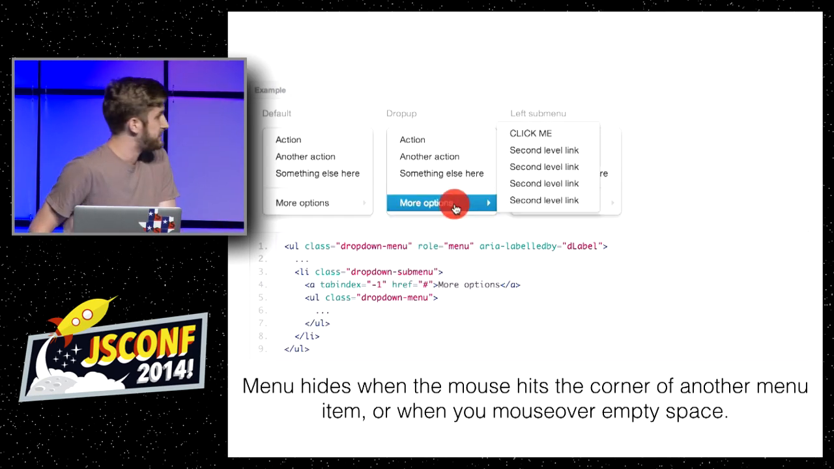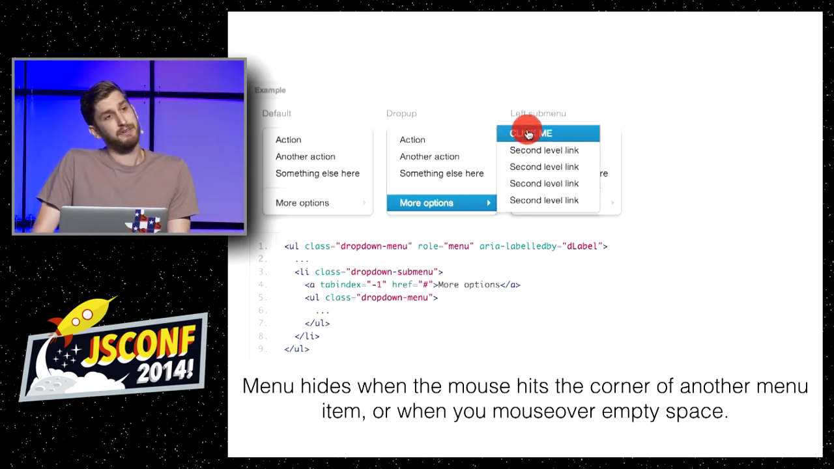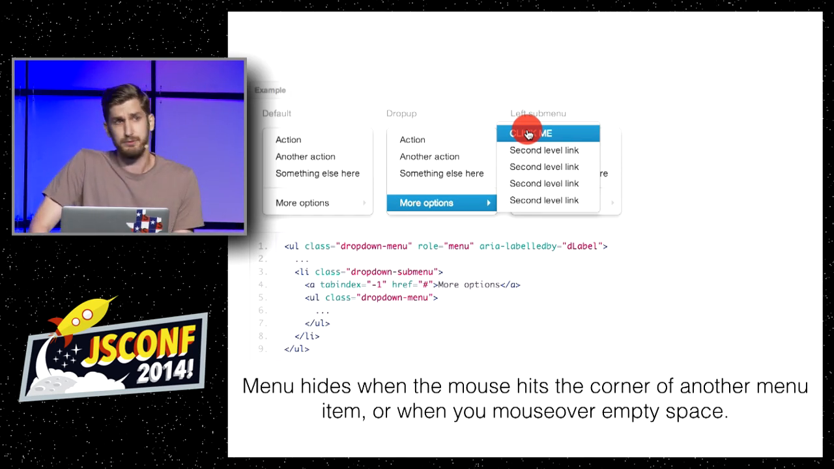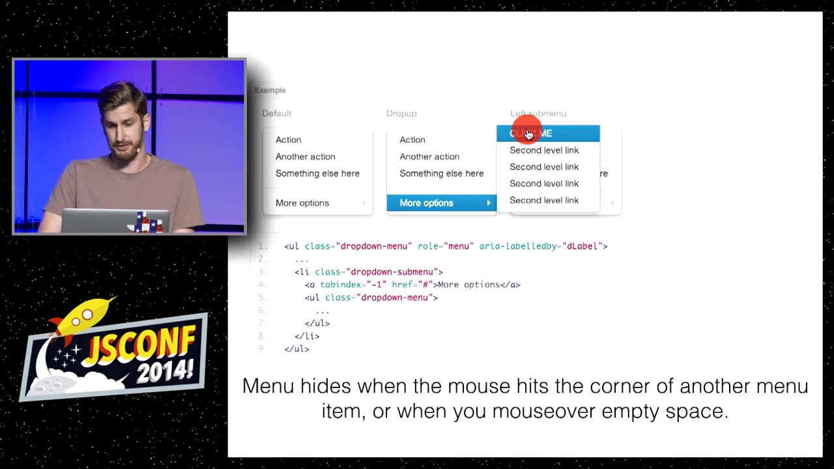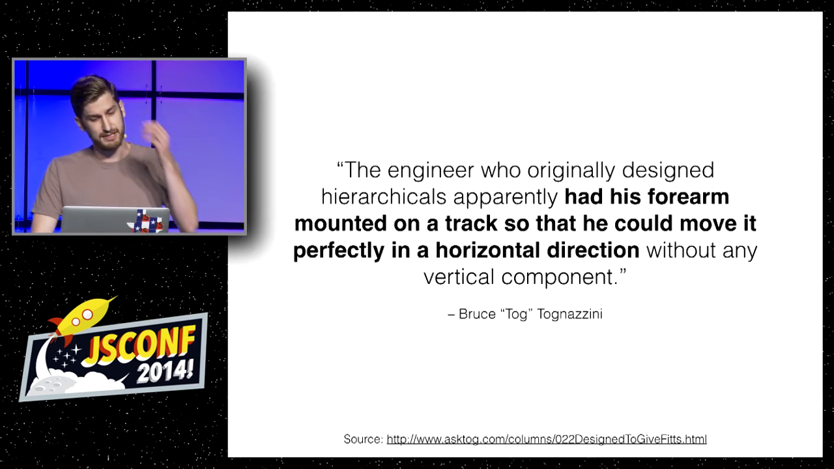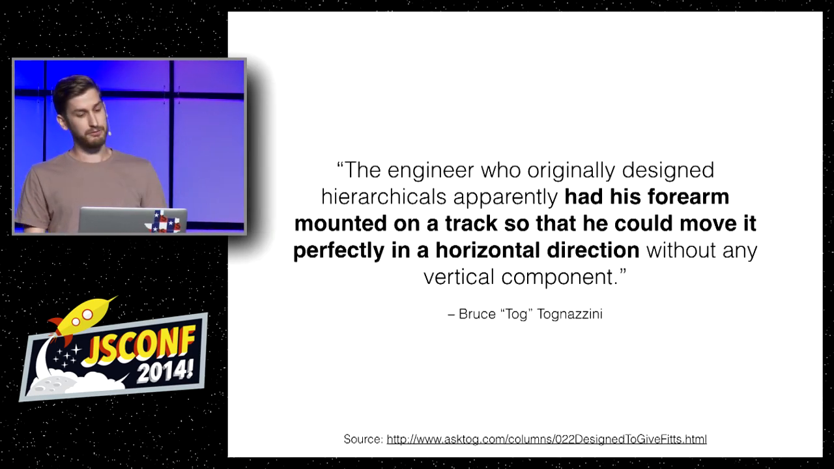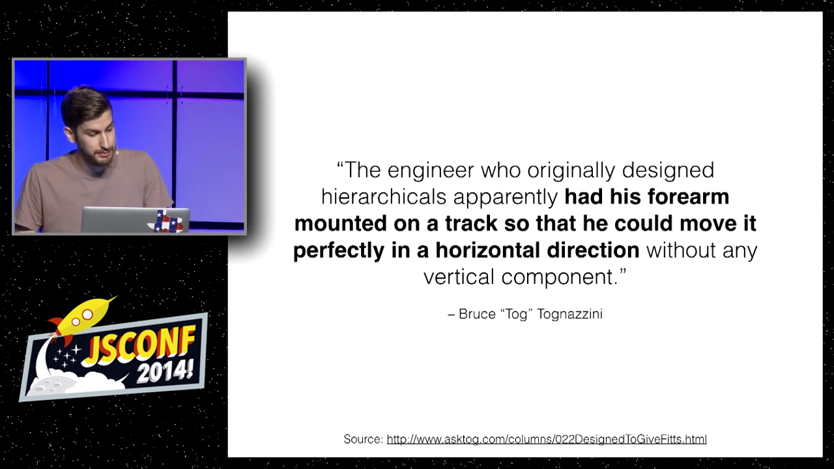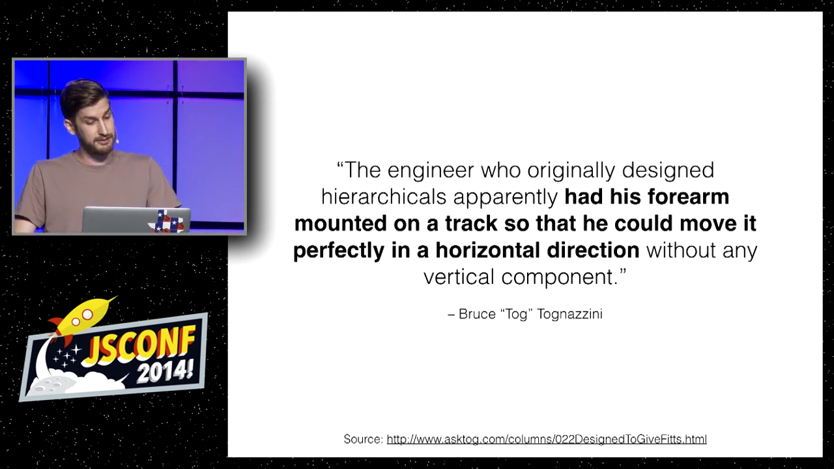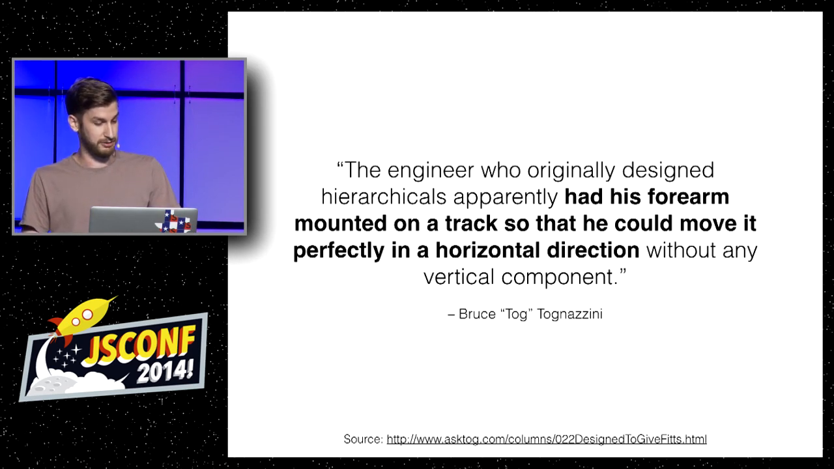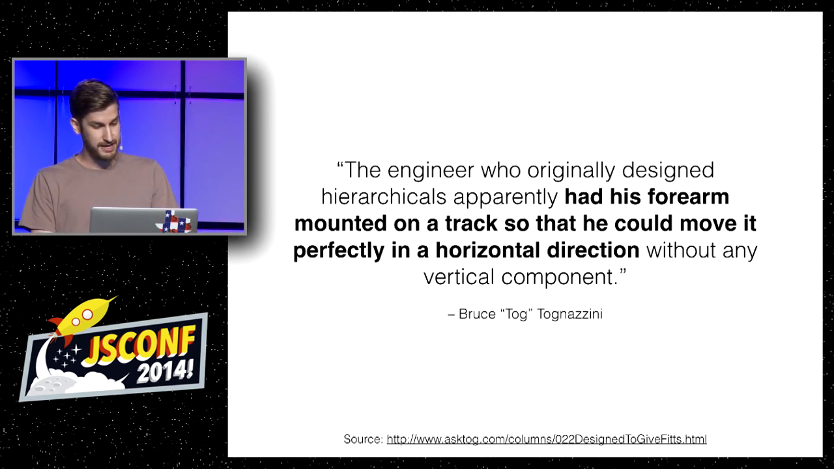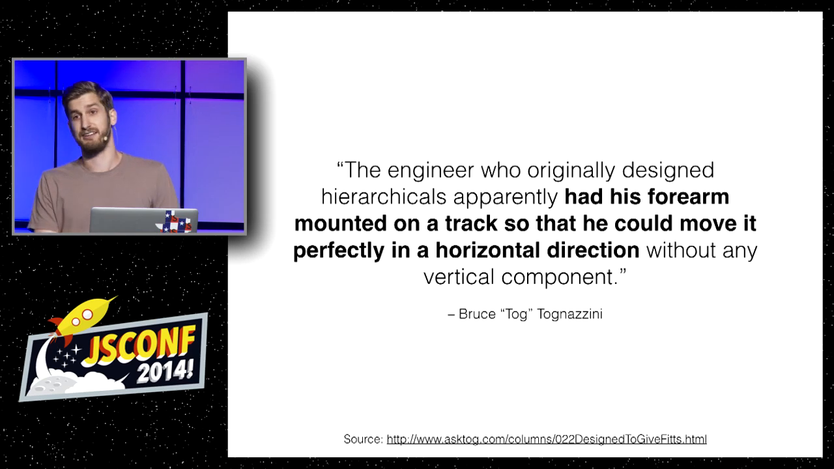The menu will hide when it hits the corner of another menu item or when you mouse over some empty space. If you've ever studied HCI, human-computer interaction, you probably recognize the name of Bruce Tognazzini, also called the TOG. The TOG had something to say about this. He says the engineer who originally designed hierarchicals apparently had his forearm mounted on a track so that he could move it perfectly in a horizontal direction without any vertical component.